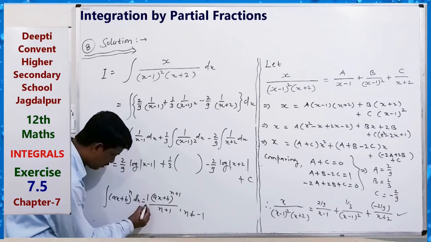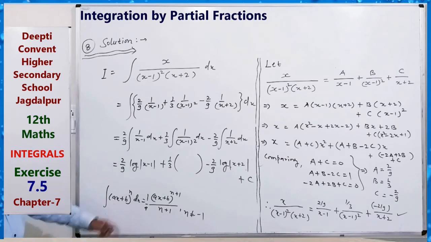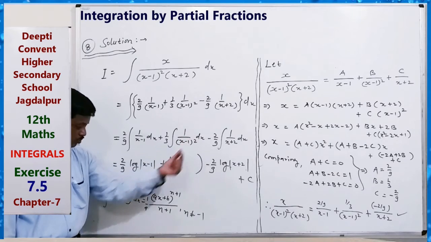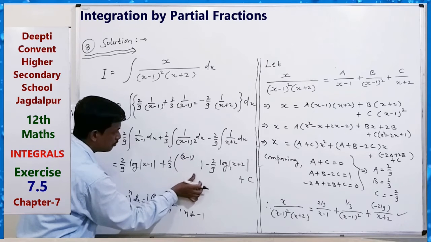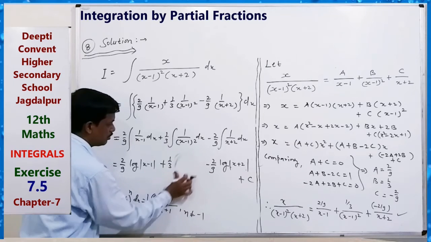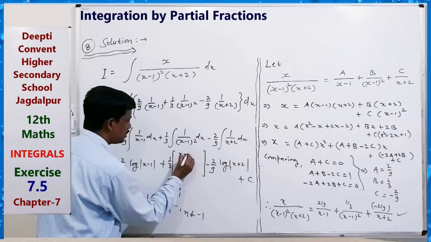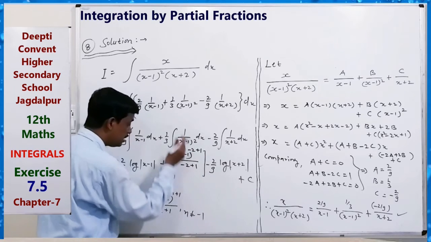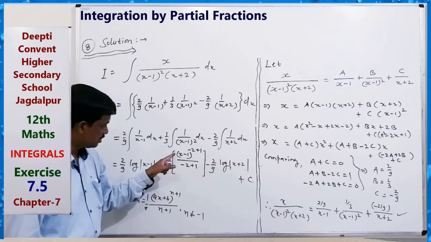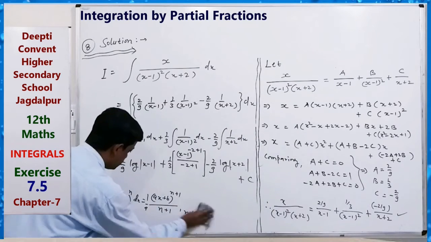Now this is also divided by the coefficient of x, a. This is our formula, so using this formula you can write its value directly. So (x minus 1) power minus 2 plus 1 upon minus 2 plus 1, divided by the coefficient of x, that is 1. So this is the value of this integral by using this formula.